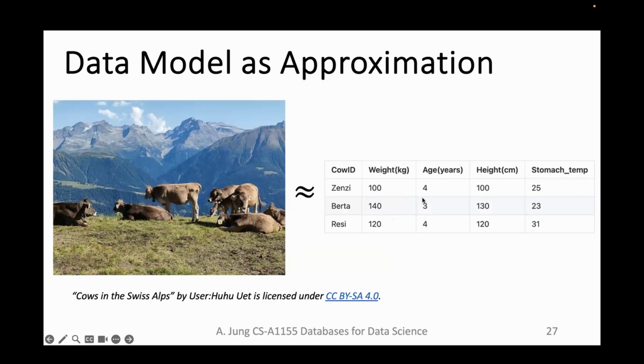We use this as an approximation. It's way easier to access such tables and to work with them, like store them on a computer, share them among researchers, update them. Way easier to work with such a table than to work directly with the original data set. So you could think of a data model as an approximation of real physical objects.